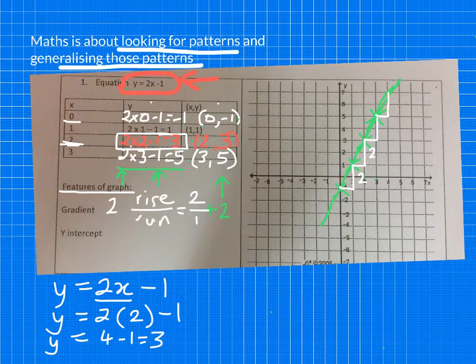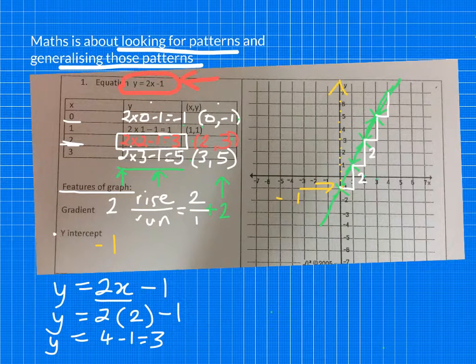The second feature of the graph is the y-intercept. The y-intercept is where the graph cuts the y-axis. Here is the y-axis, and we can see that the graph cuts the y-axis down here when y is equal to negative 1. The y-intercept is negative 1.